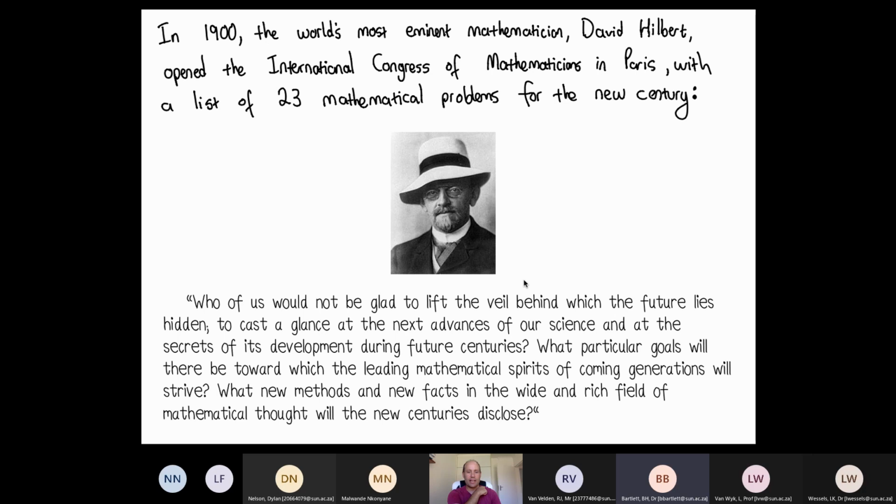Who of us would not be glad to lift the veil behind which the future lies hidden, to cast a glance at the next advances of our science and at the secrets of its development during future centuries? What particular goals will there be towards which the leading mathematical spirits of coming generations will strive? What new methods and new facts in the wide and rich field of mathematical thought will the new centuries disclose?